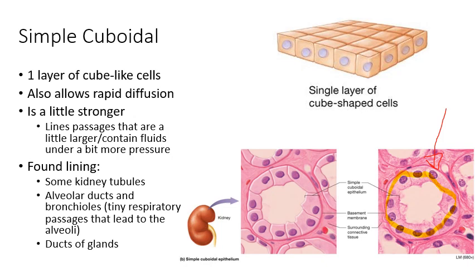You also find simple cuboidal lining the alveolar ducts and the bronchioles. Those are the little passages in the lungs that lead directly into the alveoli. Since they're a little larger, they're going to have the simple cuboidal, but that's not the primary site of gas exchange, which would be the alveoli where you have your simple squamous. Finally, you can frequently find simple cuboidal lining the ducts of various glands.